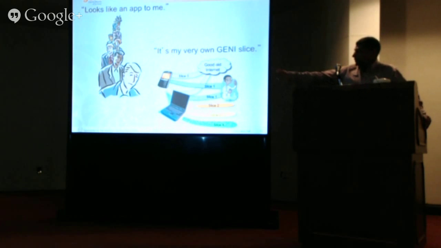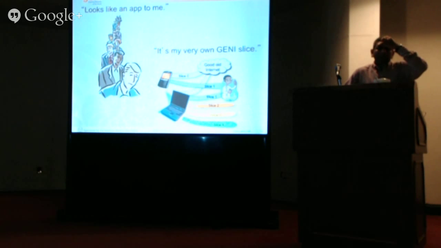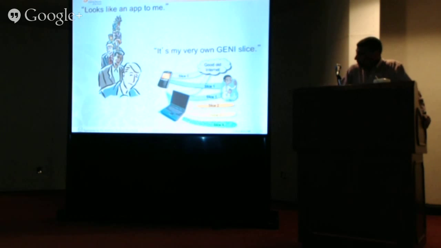A user might choose to switch from one slice to another to participate in a different experiment. And users might come over the internet. You might have a gateway to the internet, so people who don't want to join the experiment that way can choose to do so.